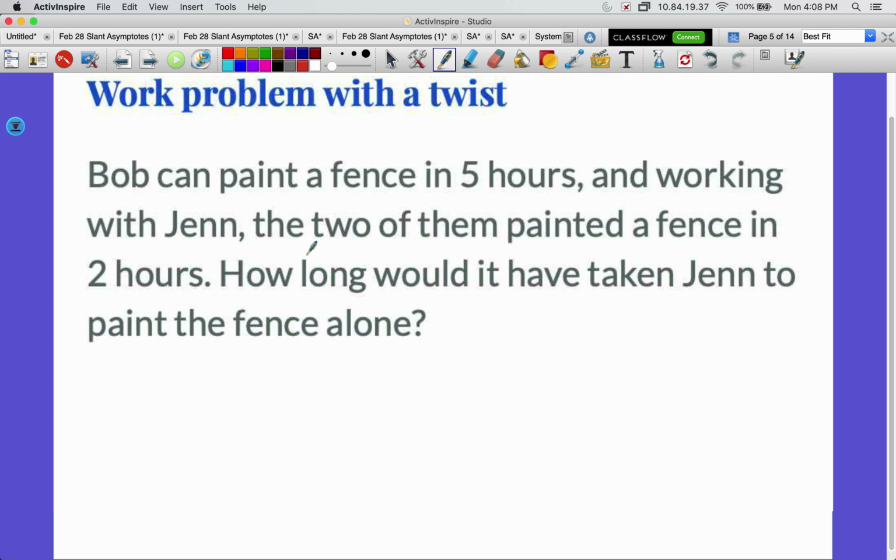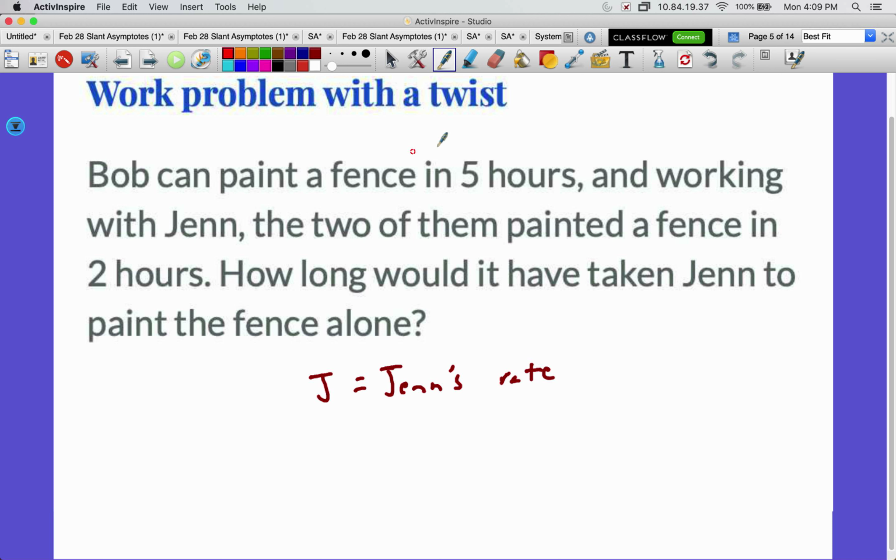So this kind of feels like it's going to be a system. We can actually do it with just a single equation. We'll set up our equation pretty much the same way. First, x equals, well, we don't need x to be hours because we actually have the hours. What we need is J to equal Jen's rate.